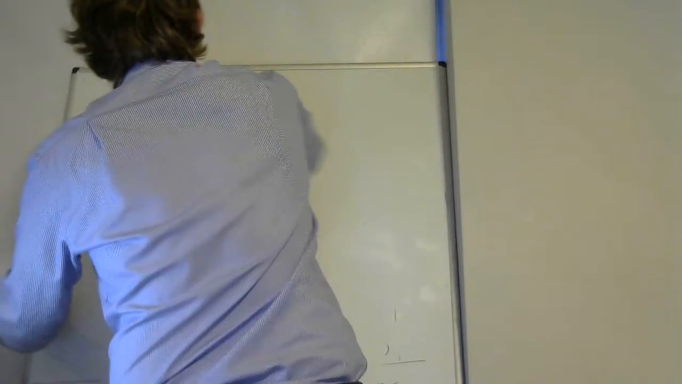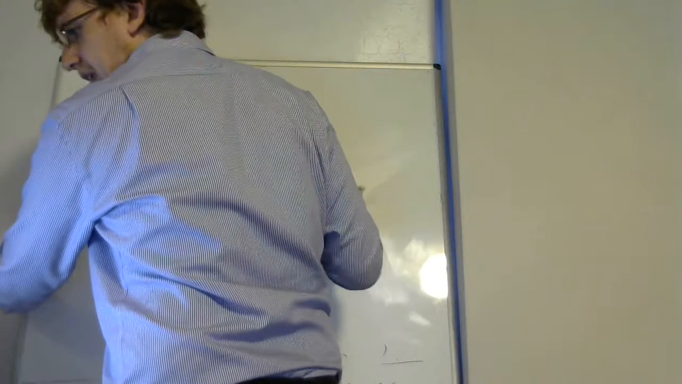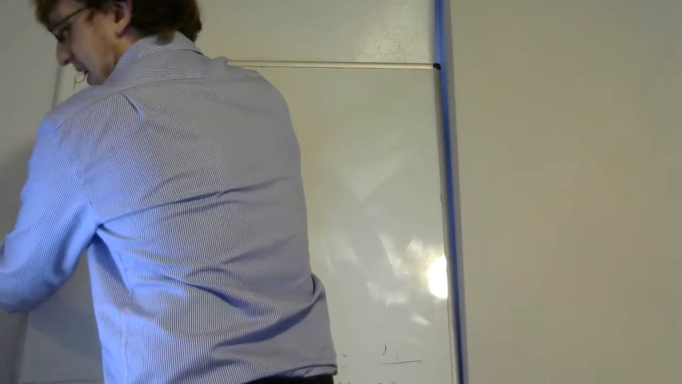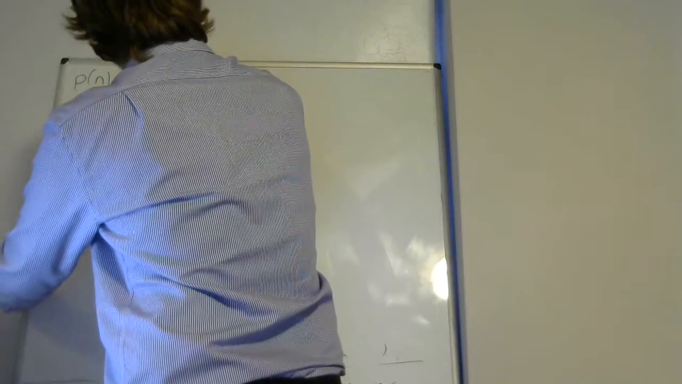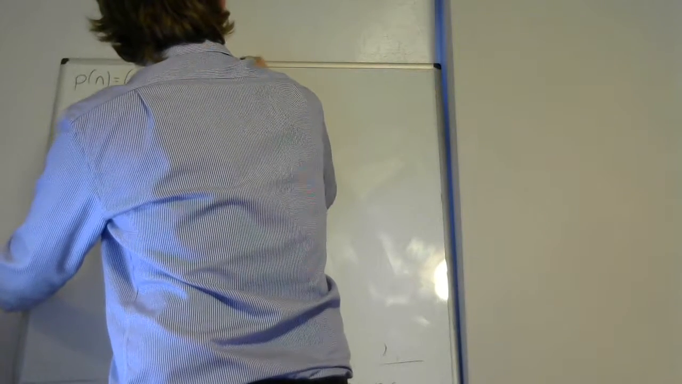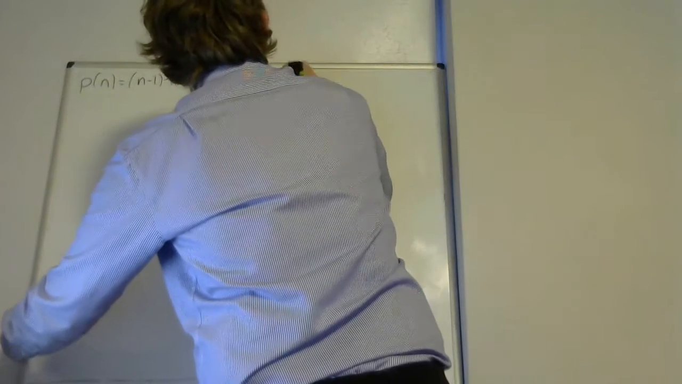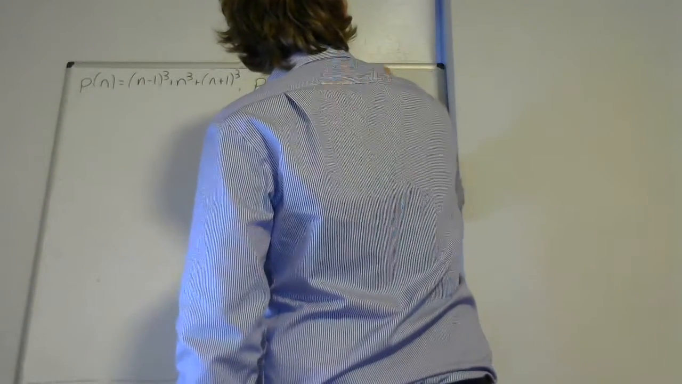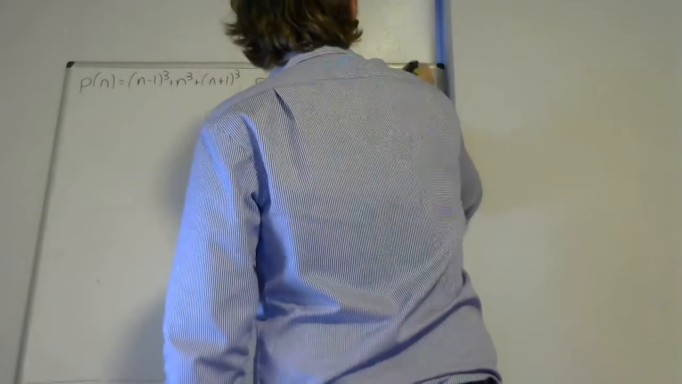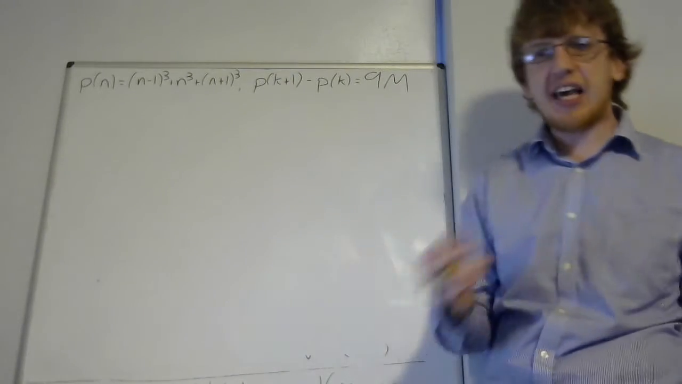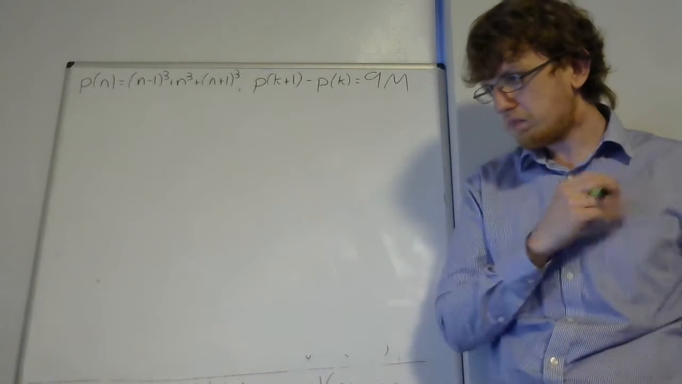So what we know now, I'm just going to write this at the top. So in part A, the question we've just done, we proved, so we know this now. I'll write out the function again. P of n is n minus 1 cubed plus n cubed plus n plus 1 cubed. And we now know that P of k plus 1 minus P of k is equal to 9m, and I'm going to still call it m, but that's really 9 times any integer there. Okay.